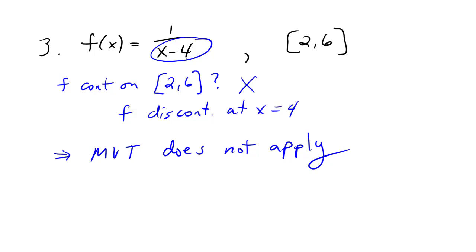That's it. So those are some examples of how we can use MVT by checking to see if we can use it, and then if we can, using it to find the information about the derivative.